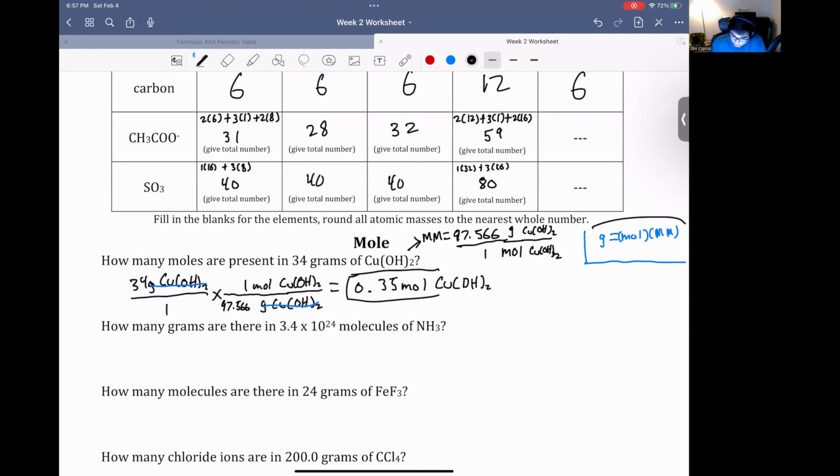So I'm saying copper 2 hydroxide because of the charge. You'll learn about that in the next worksheet. All right, so we have this, right? I rounded to 2 sig figs because I was given 34 grams.